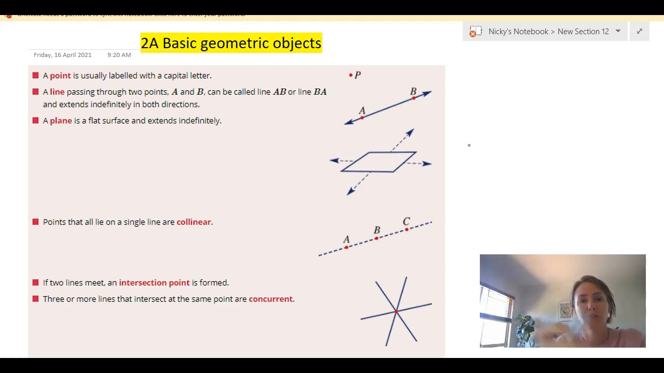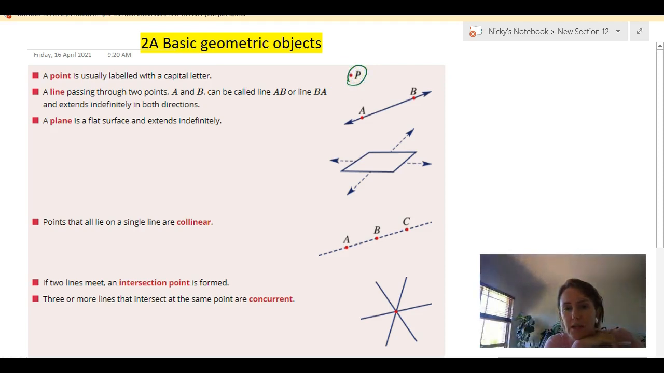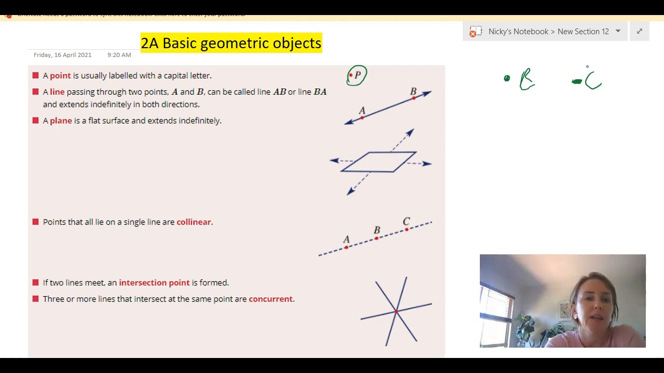So a point is usually labelled with a capital letter, and it's next to or very close to a dot that is labelling that point. So here's an example of point P. If it was called something else like B or C, we would call it point B or point C. Okay, cool.